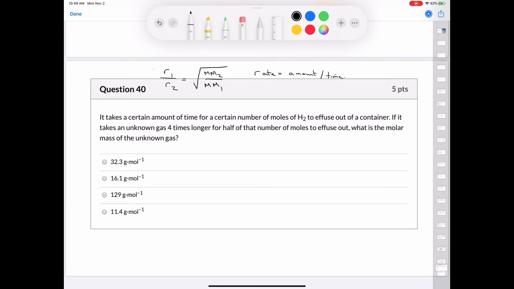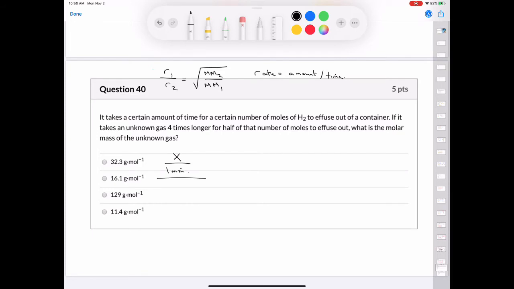So for our hydrogen, why don't we say the rate is equal to a certain number of moles of hydrogen. We'll call that X since it doesn't tell us how much. And let's say it takes 1 minute. We could put in any time we want here, but let's just choose a certain number of moles of hydrogen in 1 minute. And then we compare that to the rate of the effusion of the second gas.